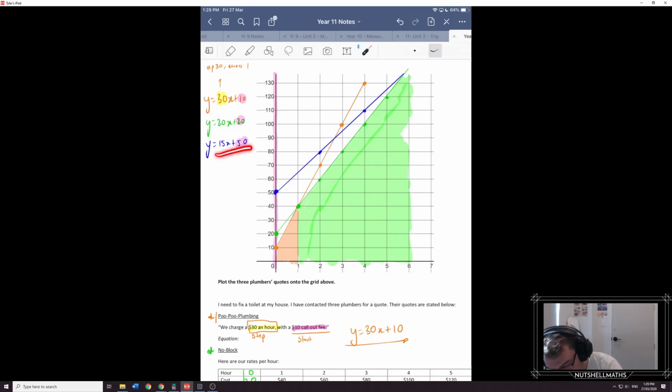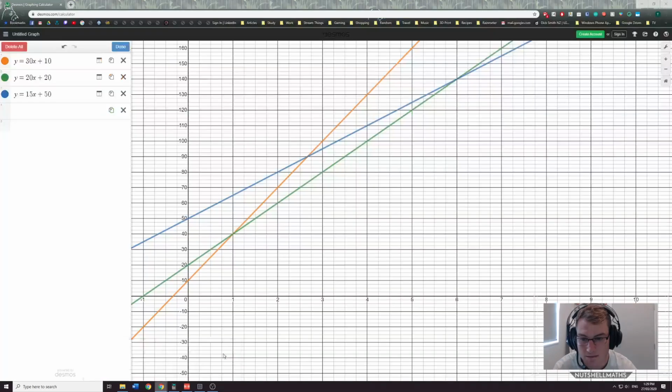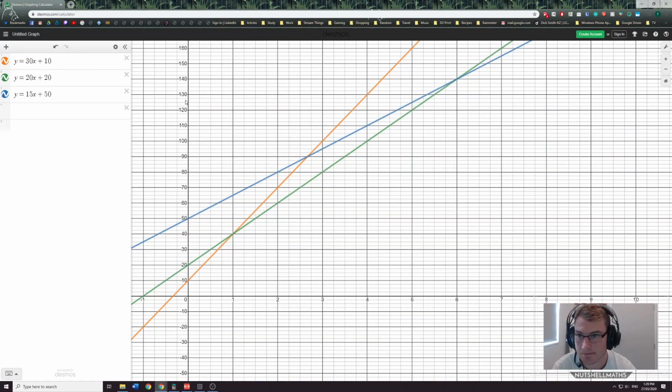Right? Now this guy here, the blue guy, he charges heaps at the start, but as the jobs progress, he's going up by less and less and less, which means the orange line overtakes him, and the green line, sorry, will eventually overtake him too. Let's have a look at what this would look like on a graph, and I've got it on a full vision here. So I've got my orange, my green, and my blue. Poo Poo Plumbing, No Block, and what's it? Plumbing World.